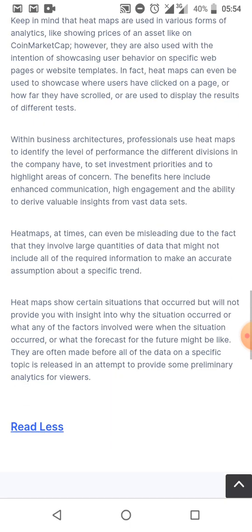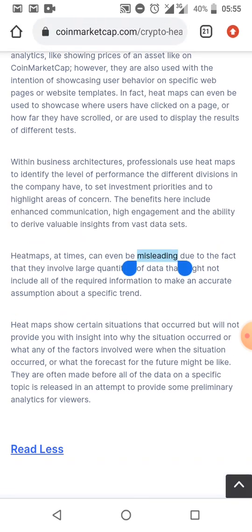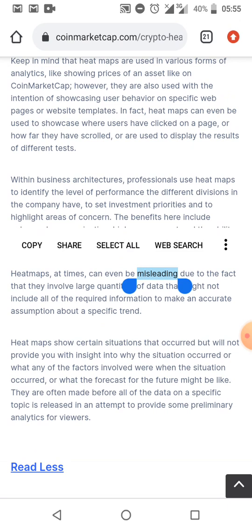The only disadvantage heat maps usually have is that they might not have full information. Let's read it out here. It says heat maps at times can even be misleading because they involve large quantities of data that might not include all of the required information to make an accurate assumption about a specific trend. So that's one of the issues of heat maps, guys.